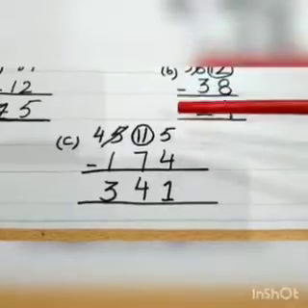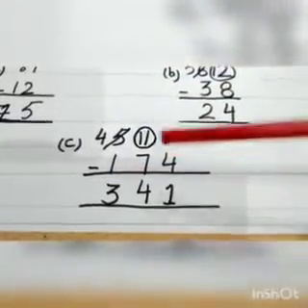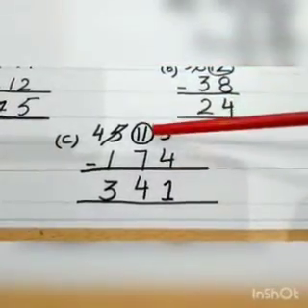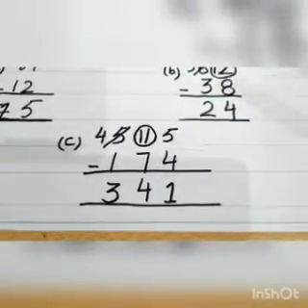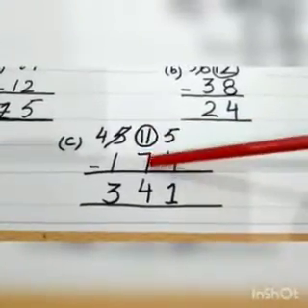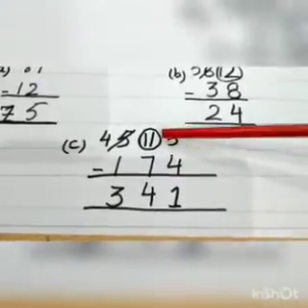Part C, you can see 515 minus 174. 5 minus 4 is equal to 1. 1 minus 7, you can't subtract 7 from 1, because 1 is smaller and 7 is bigger than 1. The subtrahend is bigger than the minuend.